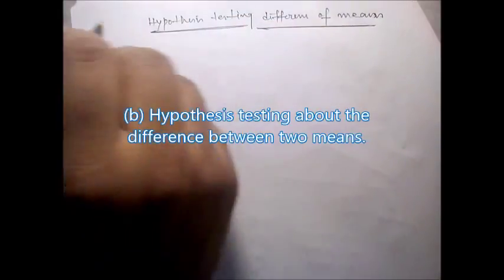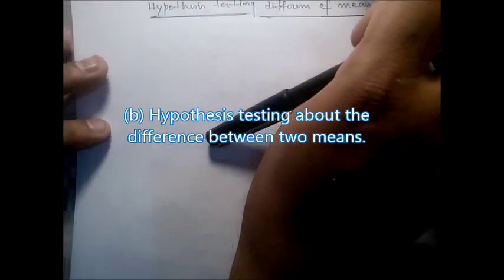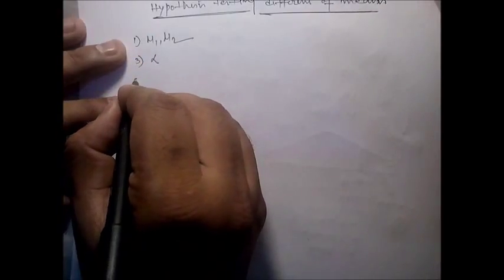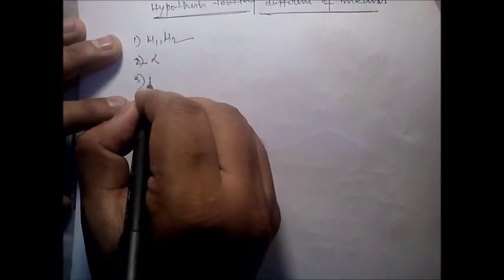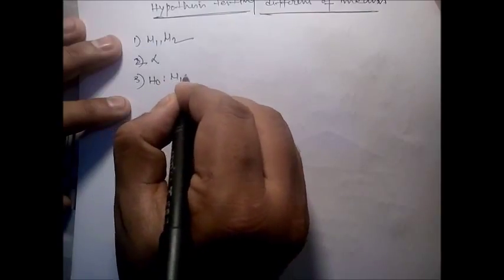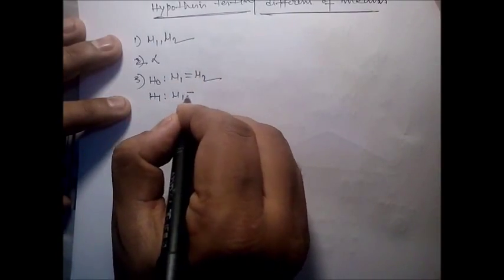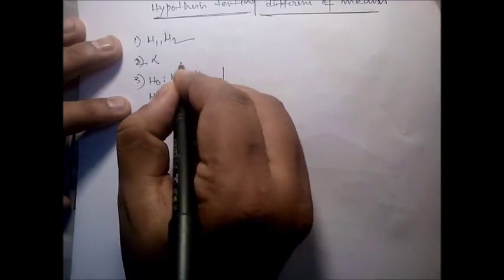Now hypothesis testing, difference of means. The steps of hypothesis testing: the first is the parameter of interest, mu1 and mu2. Then the level of significance alpha. H0 is mu1 is equal to mu2, and H1 is mu1 is not equal to mu2 for a two-tail test.